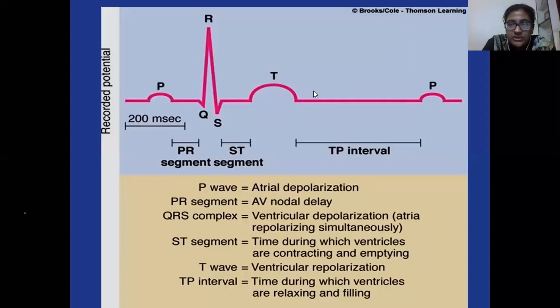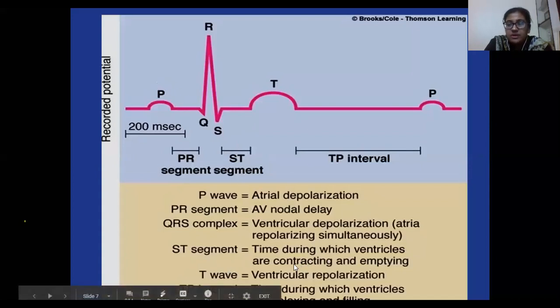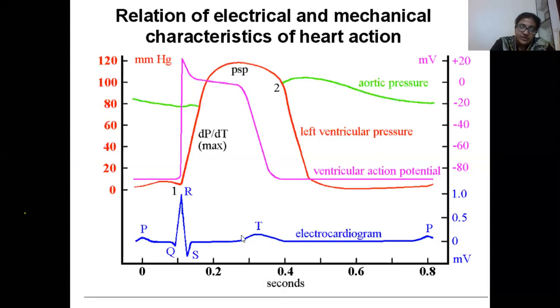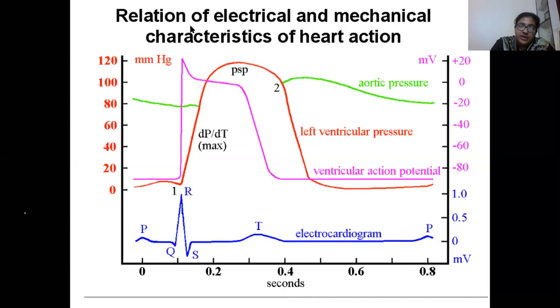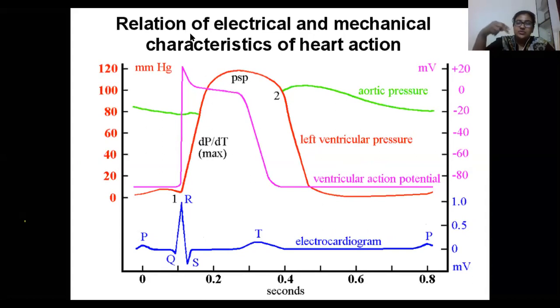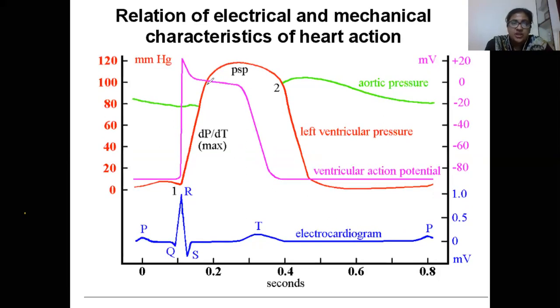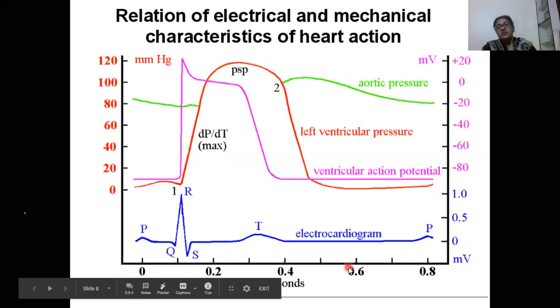All right. The important thing which I want you to notice is this ST segment, right? So when we talk about this ST segment, what is this? This is the time during which the ventricles are contracting and emptying, right? Now, let's discuss that in more detail. Please look very carefully at the ST segment, and then relate it to the other waves which are here. I will discuss each of these curves one by one, so you don't need to be worried at all. It is very important that you understand how these waves work in order to understand the upcoming lectures, which need these concepts.